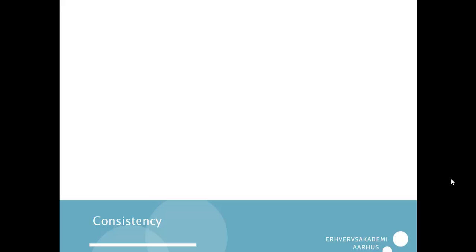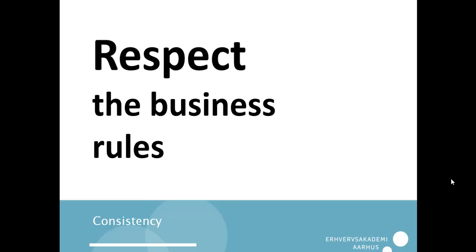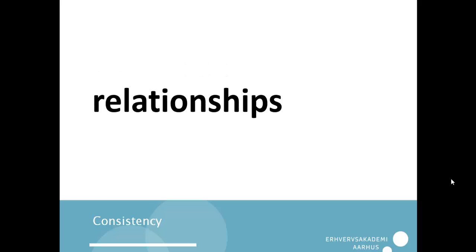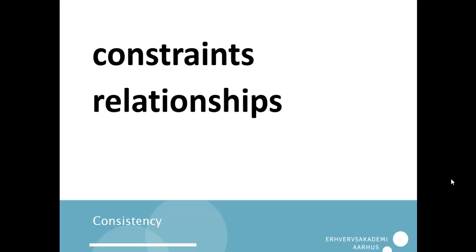The next one, the C, is consistency. And consistency means respect the business rules. For example, we have the relationships and we have some constraints, and these relationships and constraints we have to respect. Otherwise, it will perhaps be inconsistent data, and it will not be reliable. We cannot trust what we will take.